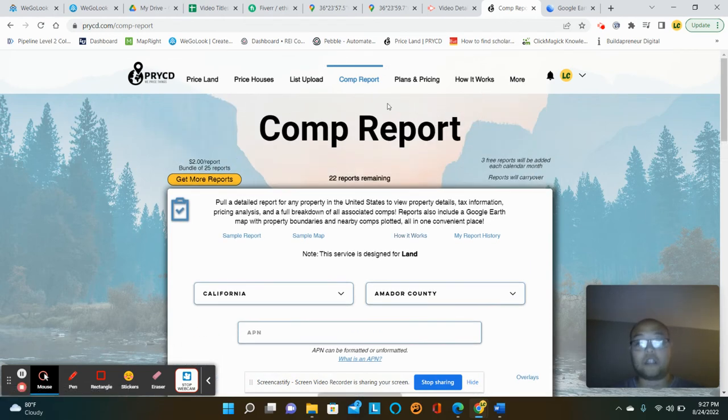If this is the only subscription that you're going to get and you're not going to get mapping software, you're not going to do some of the other things, yeah, I would stick to this. But you'll have to pay a monthly amount, plus each report is $2, assuming you use the 3 free reports every month. But that's it.